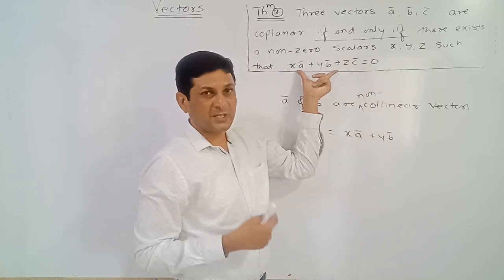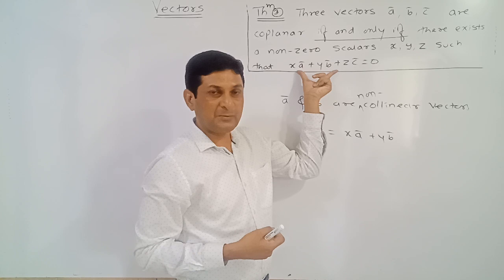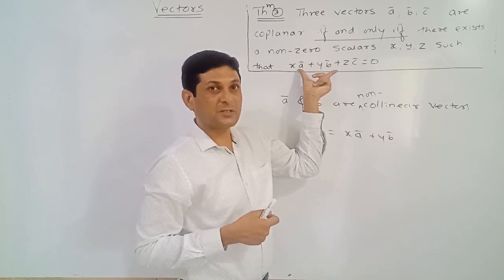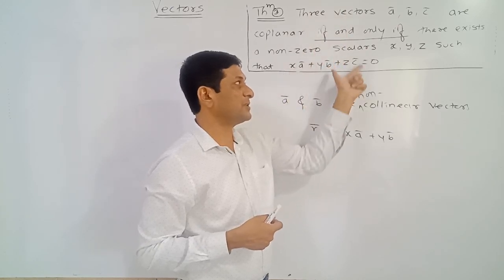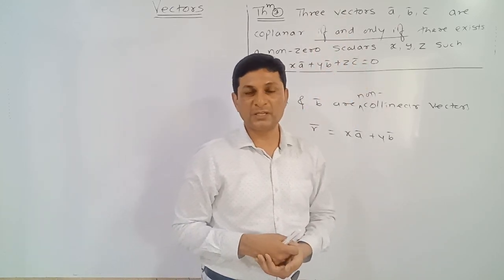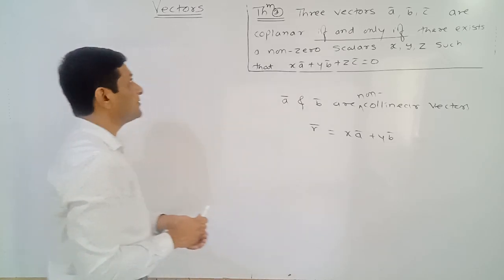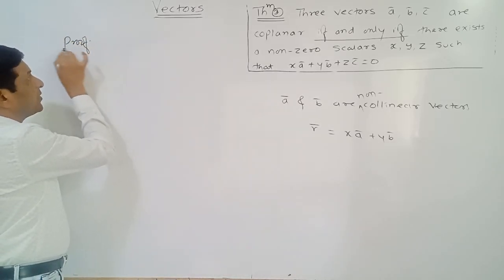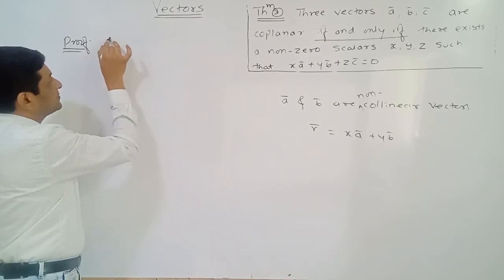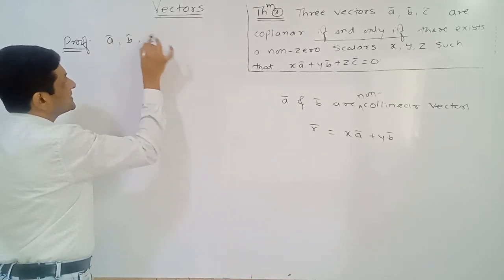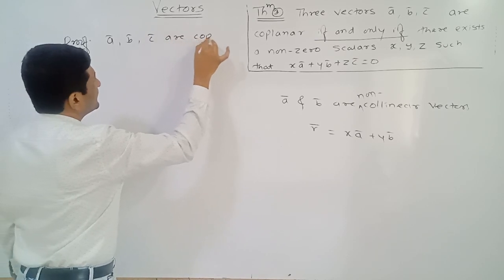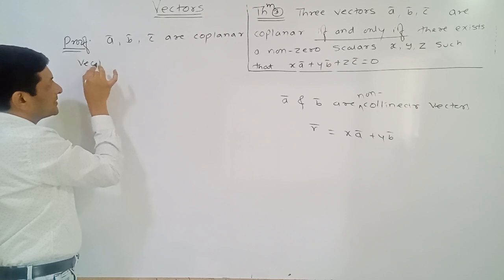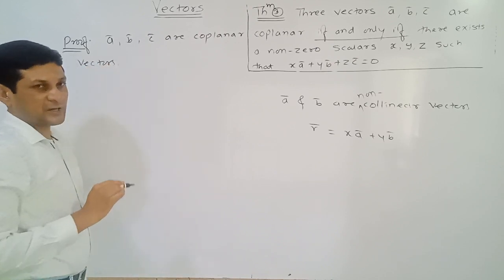Such an expression, x a bar plus y b bar plus z c bar, is called what? Linear combination. It's called a linear combination. And if the vectors are coplanar, we have to prove that the value of this linear combination is equal to 0. So let us try to prove it. If you observe the given condition, what is given to us? A bar, B bar, C bar are coplanar vectors. It is given to us that the vectors are coplanar.